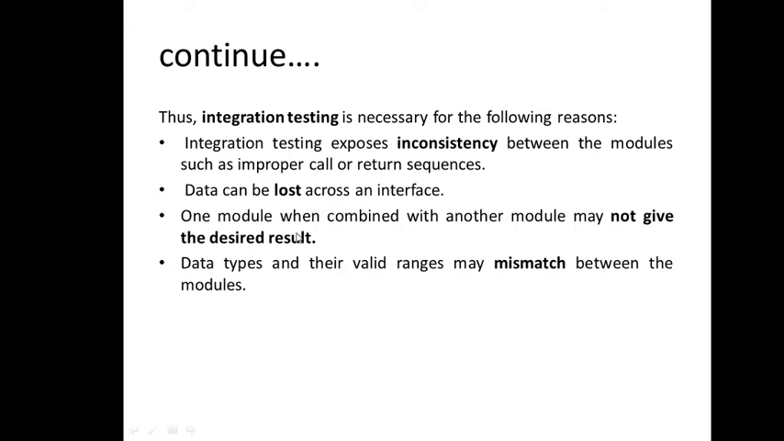Or it might happen that individually the modules M1, M2, M3, M4 are working properly, but when we combine them together, they do not give the desired result due to some error. Or there might be a mismatch in the data types or the valid ranges between the modules. So these are the four basic types of errors that can be identified during integration testing: inconsistencies, lost data, not getting the desired result on combining them, or a mismatch between the data types and their valid ranges.